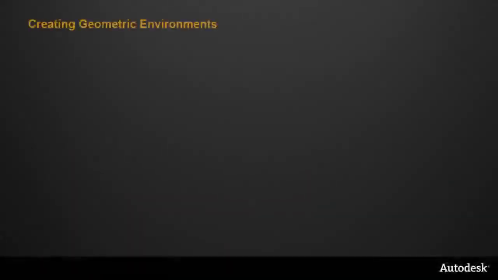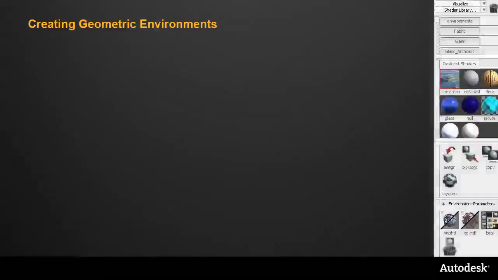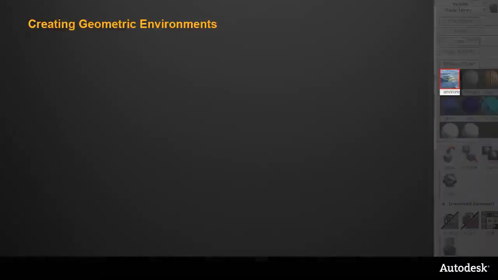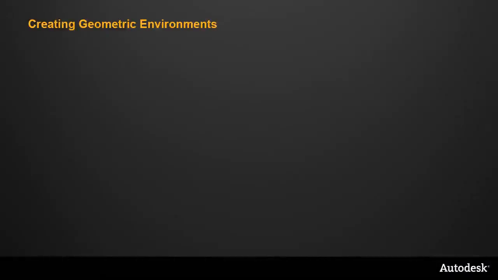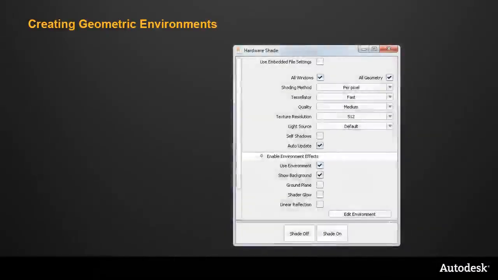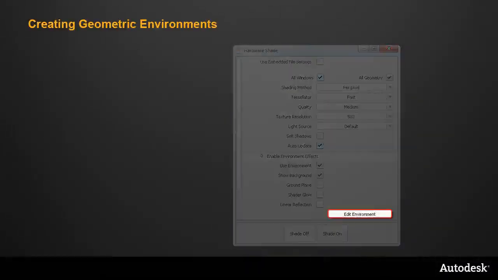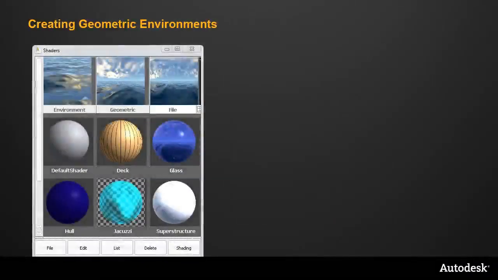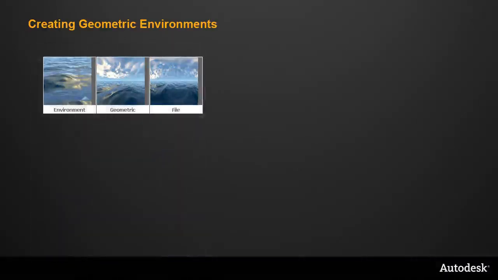If the library scenes aren't right for your designs, then you can create your own geometric environment. You can work from the visualization panel just by double-clicking on the environment shader. Or you can click on Edit Environment in the Hardware Shade window. But I like to use the original Multilister interface because it gives a very clear view of the 3 stages involved.